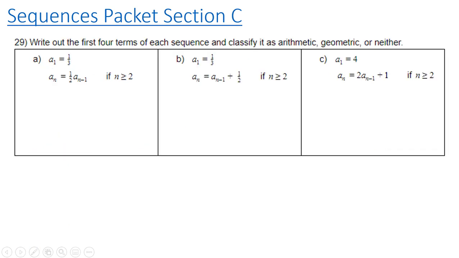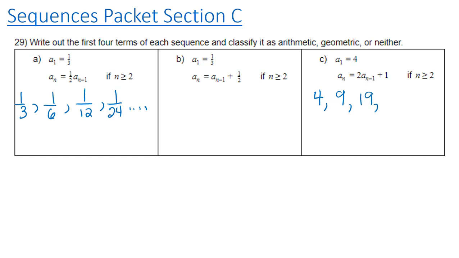Okay, now you just have to write out the terms. This says take the previous term and multiply it by 1/2. I'll leave this one for you actually and do C with you. Now this says multiply the previous term by 2 and then add 1. So 8 and then add 1, 9. 18 and then add 1, 19. 38 and then add 1, 39.